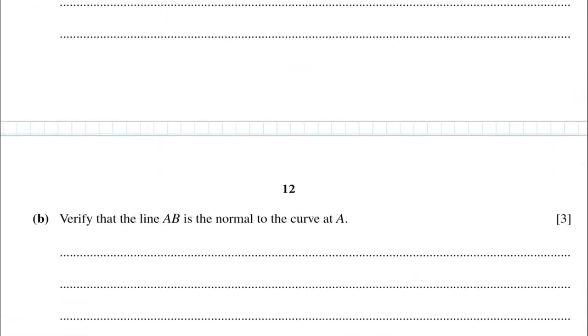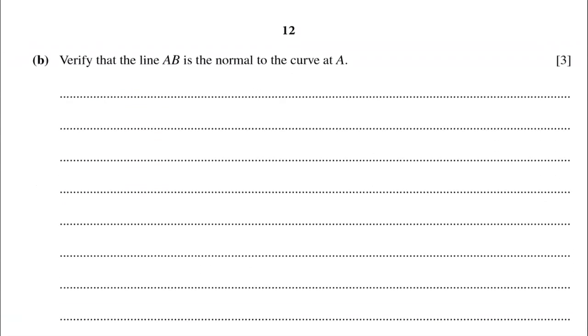Okay, moving on, we get to part B. Verify that the line AB is the normal to the curve at A. All right, what do we know about the normal? The gradient of the normal times the gradient of the curve is equal to -1 because they're perpendicular to each other. All right, so we need to find 2 things. We need the gradient of the curve at A, and we need the gradient of the line AB.